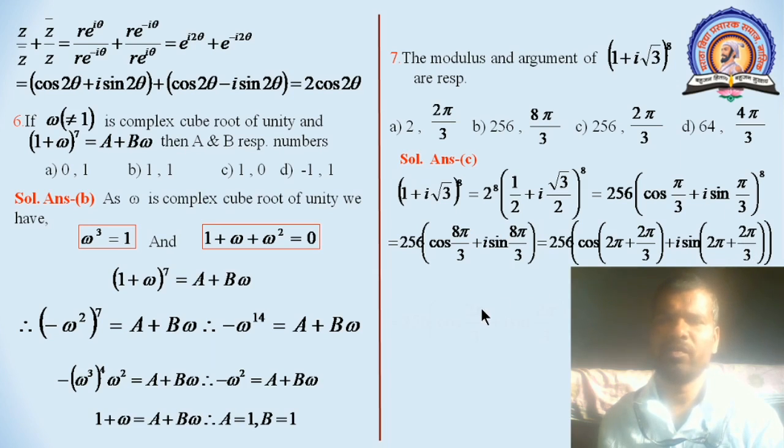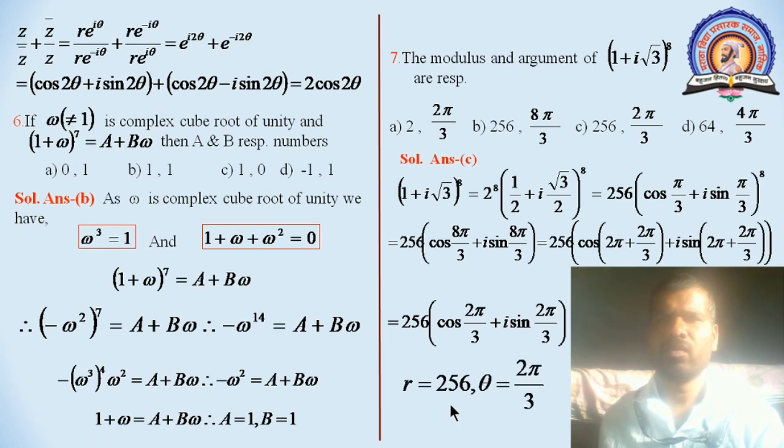We have 256 into (cos 2 pi by 3 plus i sin 2 pi by 3). On comparing this with the result z is equal to r (cos theta plus i sin theta), we will get r is equal to 256 and theta is equal to 2 pi by 3. Therefore, modulus is 256 and argument is 2 pi by 3. So, the correct option is C.